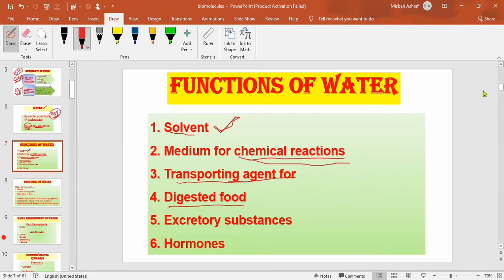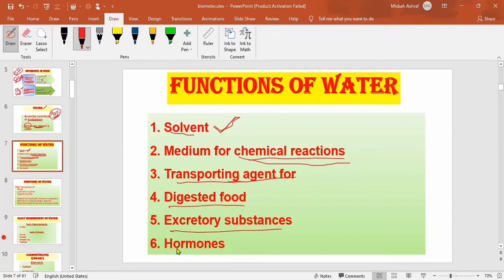That is transported by blood, and blood has water in it, which is actually providing the transporting medium. Then excretory substances like urea, uric acid, and creatinine are also transported by water. Hormones are chemical messengers. These are chemical substances which transmit messages from one part of the body to the other, like insulin. You might be familiar with insulin, that's a hormone, but we will study this in detail in hormones.